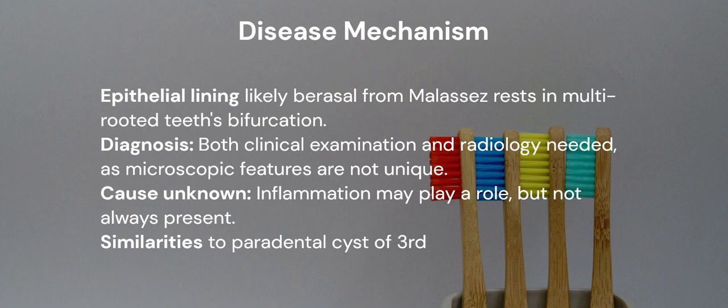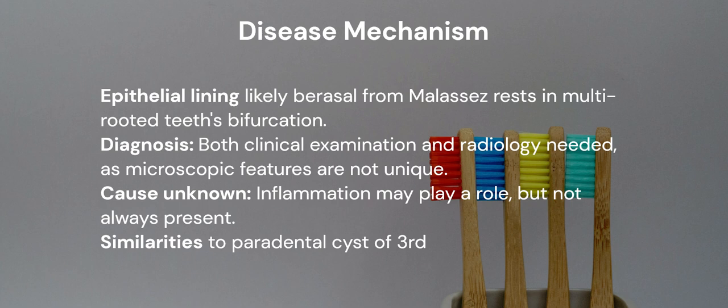The epithelial lining of the buccal bifurcation cyst is probably derived from the epithelial cell rests of Malassez in the bifurcation of multi-rooted teeth. The histopathologic characteristics of the lining are not distinctive and overlap with other odontogenic cysts. Therefore, both histopathologic and radiologic examinations are necessary to make the appropriate diagnosis.